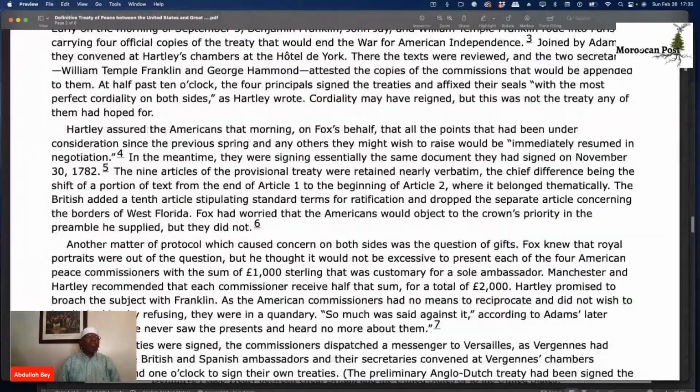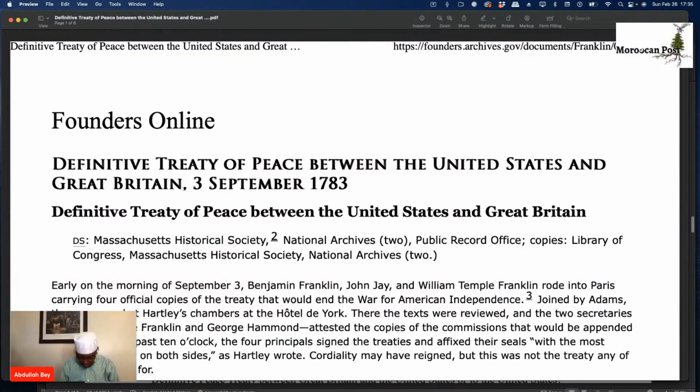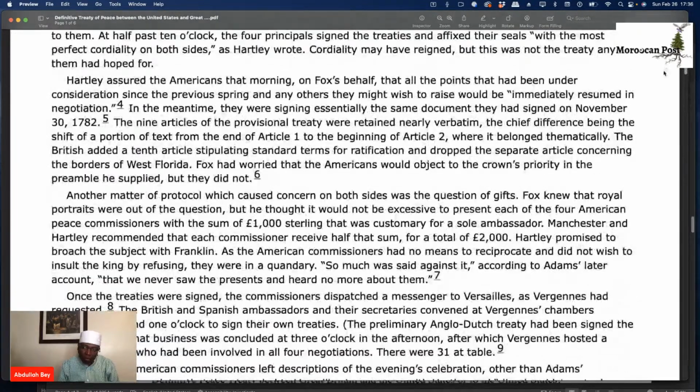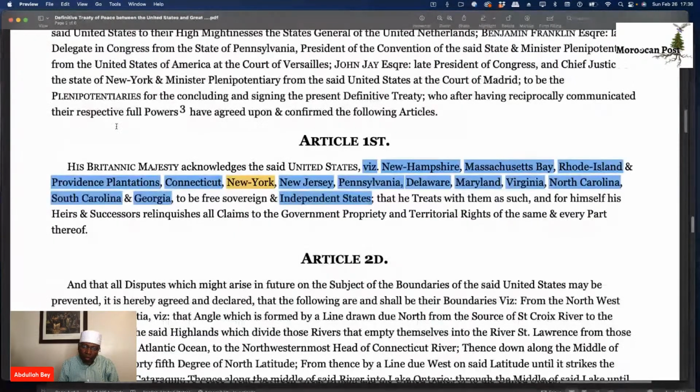All right, so this is the definitive peace treaty between the United States and Great Britain, 3rd of September, 1783. We'll scroll down to Article 1. His Britannic Majesty acknowledges the said United States, viz., namely New Hampshire, Massachusetts Bay, Rhode Island and the Providence Plantations, Connecticut, New York, New Jersey, Pennsylvania, Delaware, Maryland, Virginia, North Carolina, South Carolina, and Georgia to be free and independent states. So, to be free and independent states, that he treats them as such, and for himself, his heirs, and successors relinquishes all claims to the government, propriety, and territorial rights of the same in every part thereof.